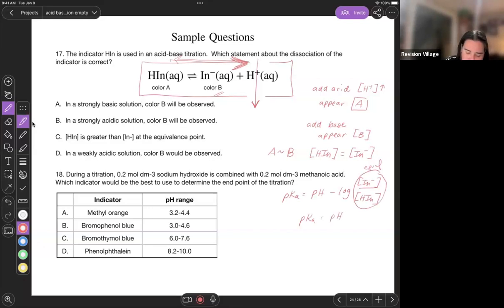Oh, this is crazy. So what you're telling me, if we're having a better conversation perhaps, is that an indicator changes color when the pH of the solution is equal to the pKa of the indicator. If I look at my titration curve, I want my indicator to change color right there. So I want the pH at equivalence to be equal to the pKa of the indicator.